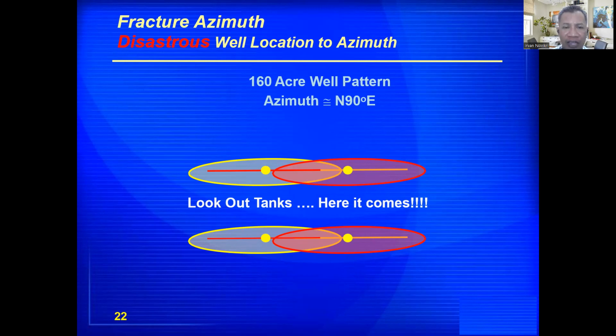Disastrous well location and azimuth. What if that azimuth was actually 90 degrees? And when I say look out, tanks, here it comes. This has actually happened on numerous occasions during frac jobs. People have actually fracked into another well. On one occasion, on a job, we not only fracked into the wellbore, but we also fracked through the Christmas tree and actually blew out the stock tank. So it can have a disastrous effect if you don't do your homework properly.